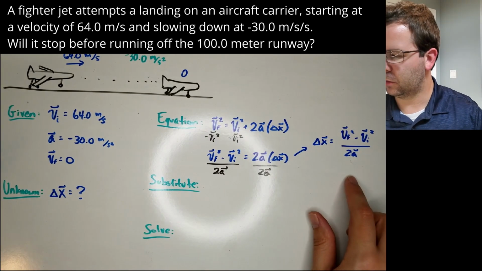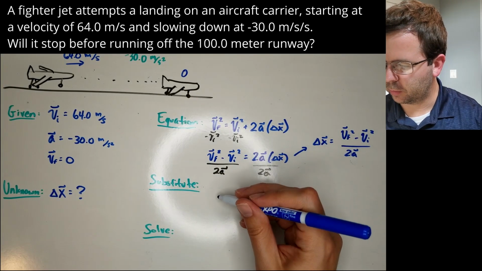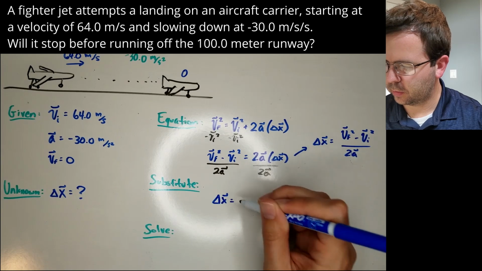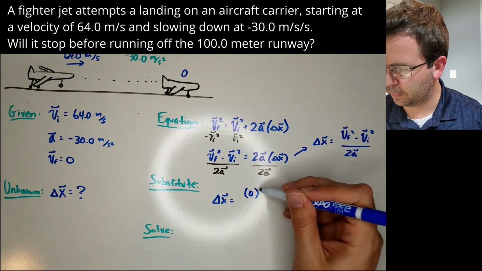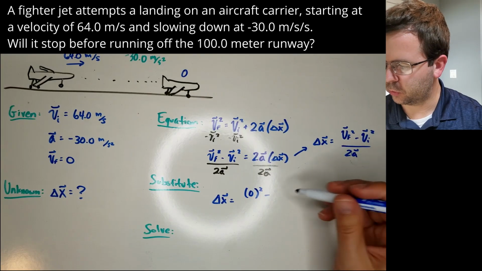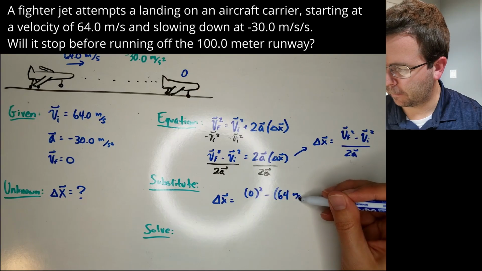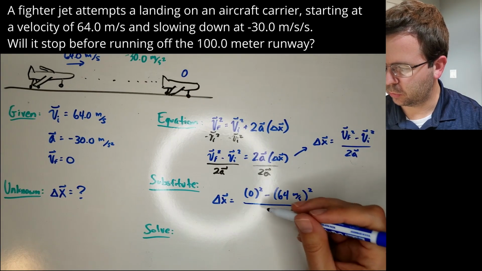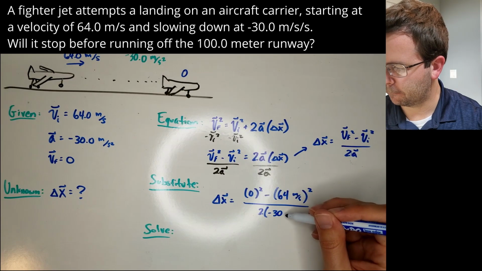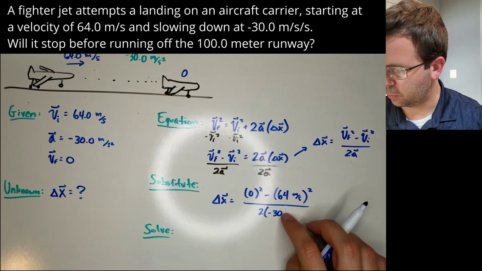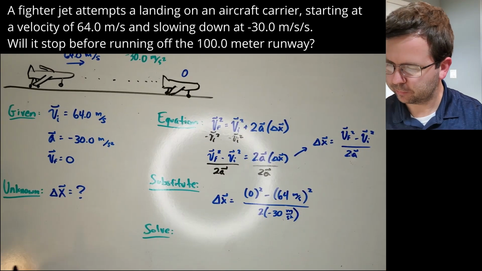So now that I've got that solved, I can substitute in my numbers here for the displacement. So I'm going to do that over here. The final velocity squared is just 0 squared minus the initial velocity, which is 64 meters per second, squared, all over 2 times the acceleration, which is negative 30. I should include my units here. I like to keep track of my units as well, even though it gets a little messy.